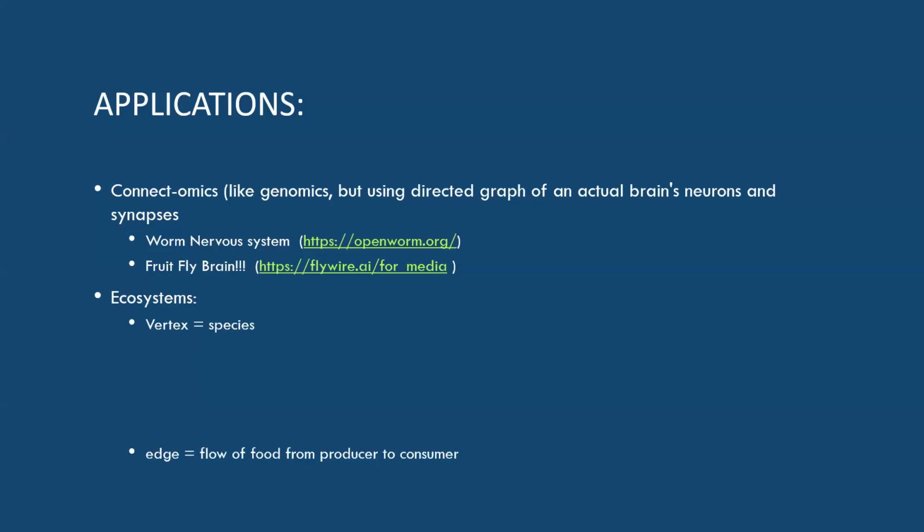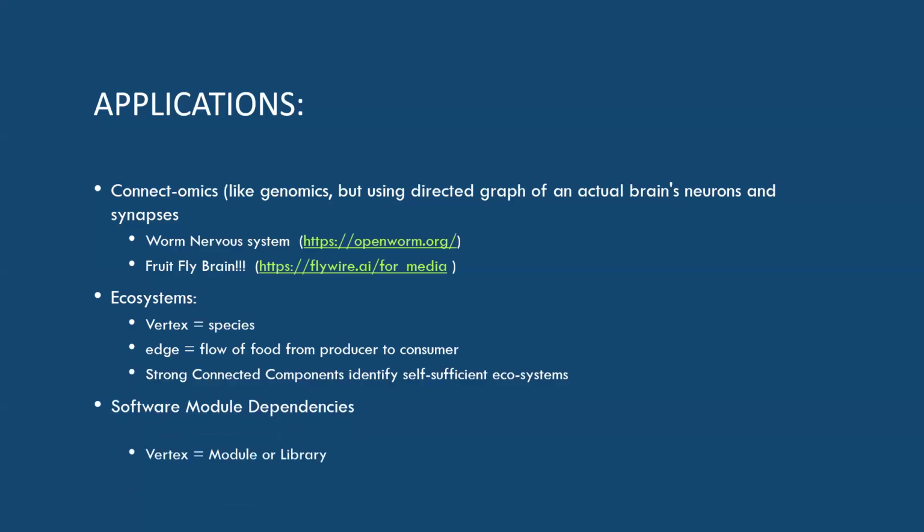Of course, strongly connected components can be used for studying ecosystems, software modules, the analysis goes on and on. But this one's pretty young and it's pretty interesting because we really haven't had too much access to that kind of data. And the human brain mapping project is underway now too. It's going to take many years before we have the full map of the human brain, but it's going to be a directed graph, which is pretty darn cool.